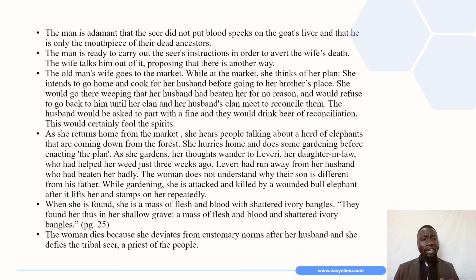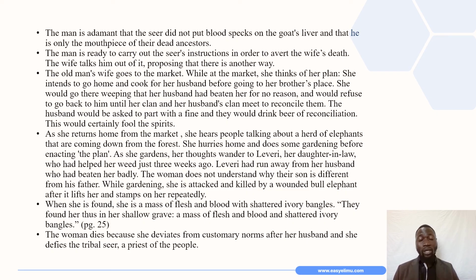So while gardening, the old man's wife is attacked and killed by a wounded bull elephant after it lifts her and stamps on her repeatedly. So when she is found, she is a mass of flesh and blood with shattered ivory bangles. So they found her thus in a shallow grave, a mass of flesh and blood and shattered ivory bangles. So that is how it is indicated in the text, that is on page 25.